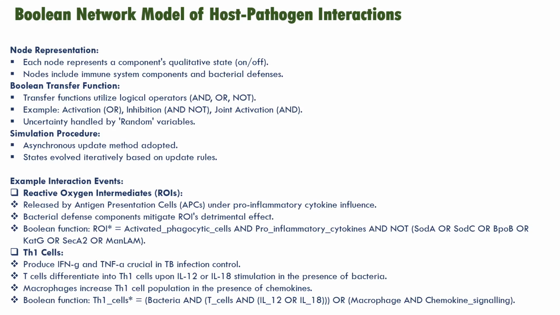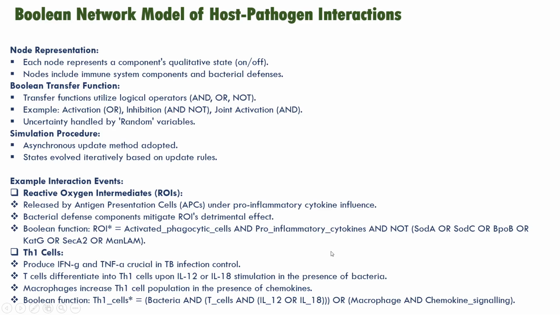There are two interaction events that I have listed here, and these two interaction events have been modeled inside the network. One is the reactive oxygen intermediates, ROI. It is released by APCs, which are antigen presenting cells, under pro-inflammatory cytokine influence. The bacterial defense components mitigate the detrimental effect of ROI. So the Boolean function is: ROI star is equal to activated phagocytic cells and pro-inflammatory cytokines, and not a set of genes given by SODI or SODC or PPOB.